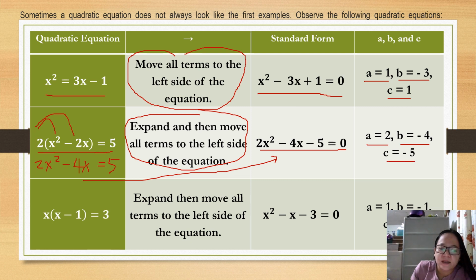equal to negative 5. Another example, x times quantity x minus 1 is equal to 3. To write or express this in standard form, what do we do? Expand and then move all terms to the left side of the equation. Because remember that a quadratic equation in standard form must be written in the form ax squared plus bx plus c is equal to 0.